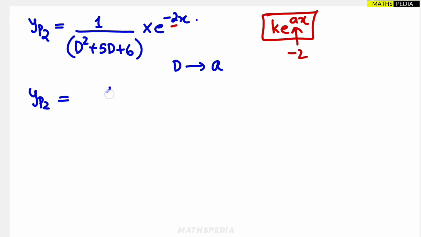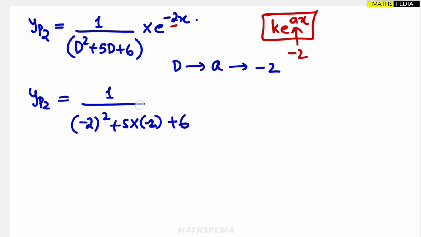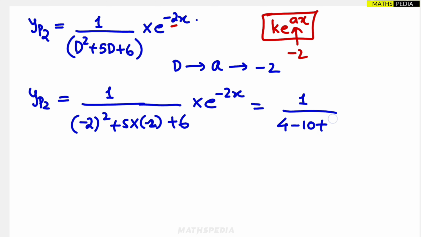So here Yp2 will become 1 divided by, in place of D, a, that means we have to substitute minus 2. So everywhere in place of D, you are going to substitute minus 2. So it will be minus 2 the whole square plus 5 into minus 2 plus 6, into e power minus 2x as it is. So what is the answer you are getting? 1 divided by, minus 2 square is 4, this is minus 10 plus 6, into e power minus 2x. Now in the denominator, you are getting 4 minus 10 plus 6, which is equal to 0.